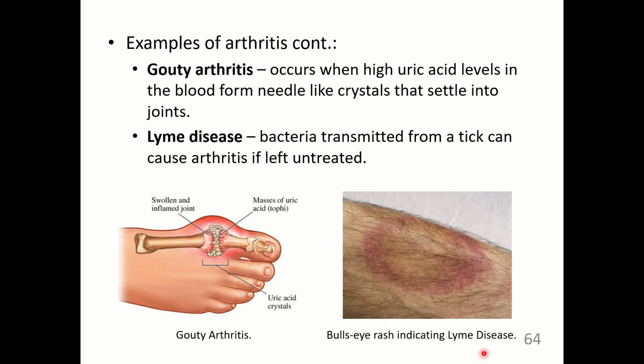Gouty arthritis occurs when high uric acid levels in the blood form needle-like crystals that settle into joints. This is usually caused by diet and the inability to expel excess proteinaceous wastes. Lyme disease is caused by a bacterial transmission from a tick, and the arthritis occurs if the bacterial infection is left untreated, and it can spread systemically. So if you see this bullseye rash, or you're worried after getting bit by a tick, go get tested for Lyme disease.